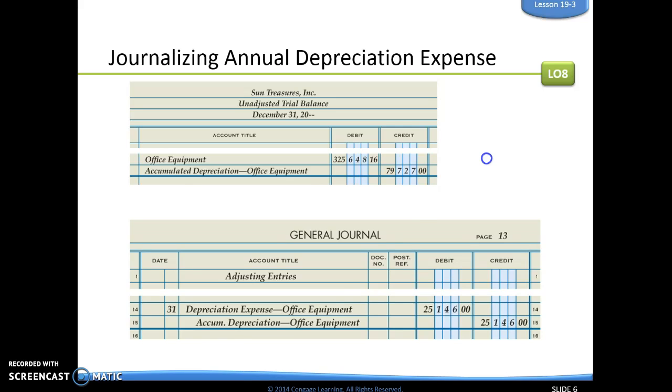And we're also going to increase our accumulated depreciation for office equipment. Now, this is going to go into our general journal. Here we see that we have our debit of depreciation expense, and we have our credit to our accumulated depreciation.